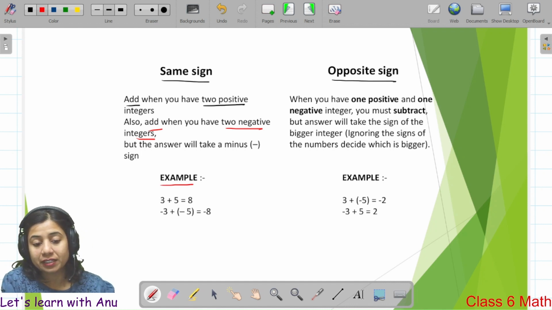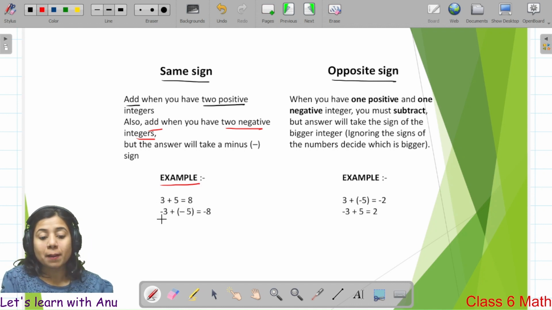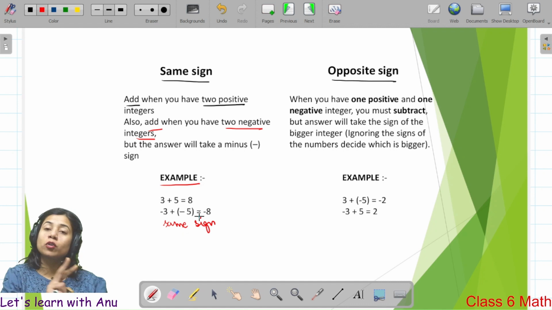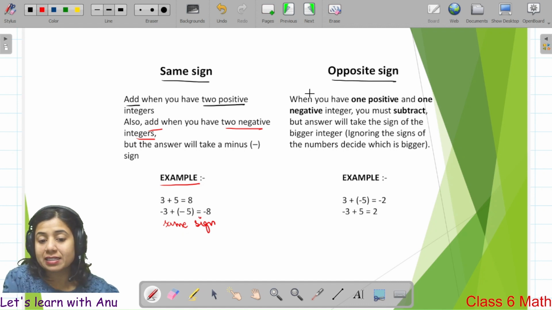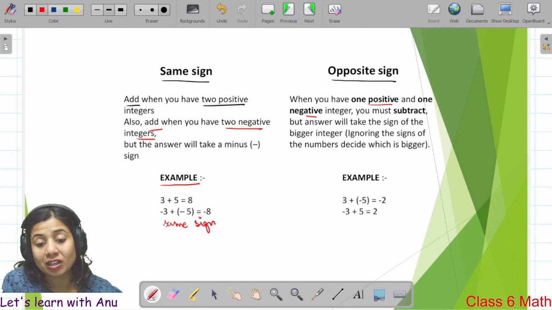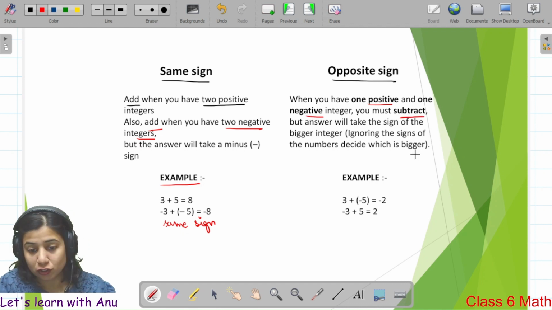I have explained this with an example also. 3 plus 5 is 8. Minus 3 plus minus 5. So the sign is the same. Either both are positive or both are negative, right? And similarly for opposite sign also, if one is a positive integer, other is a negative integer, the operation will be subtraction only, right?